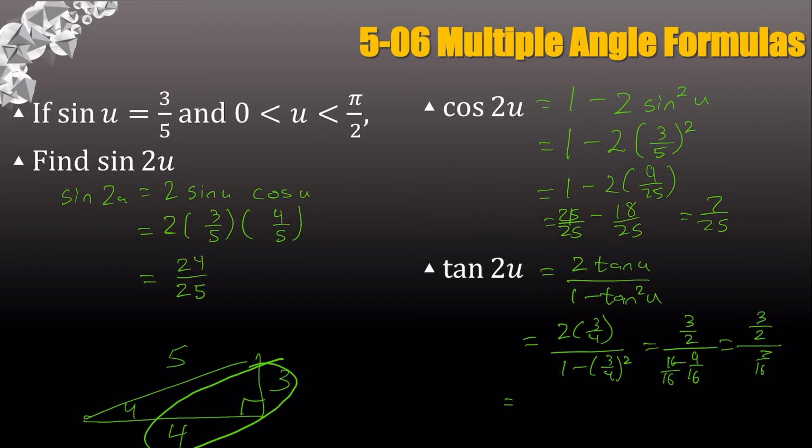Multiply by the reciprocal to divide, so multiply by 16 over 7. And we could reduce the 2 and the 16, so it looks like it's 24 over 7. Of course, tangent is also sine over cosine, and you would have gotten the same thing, 24 over 7.